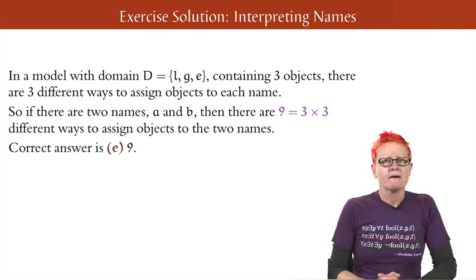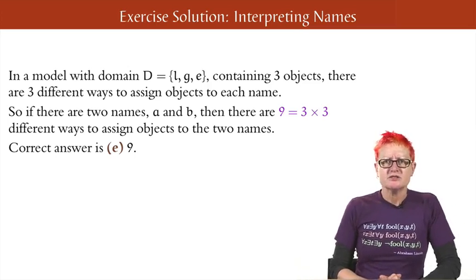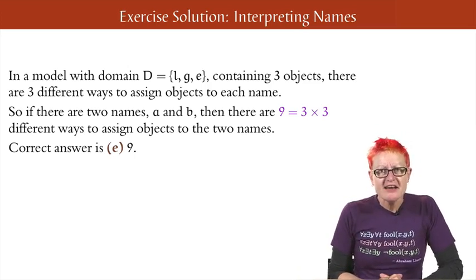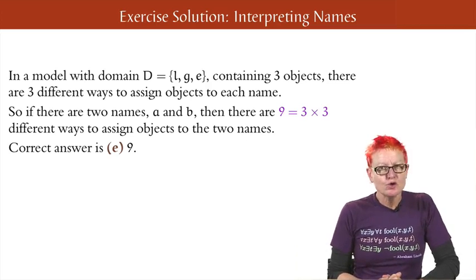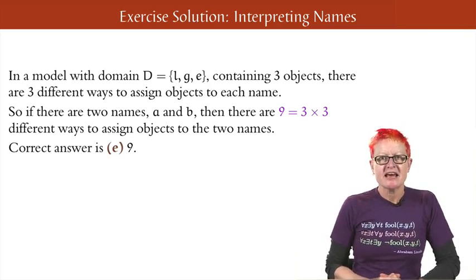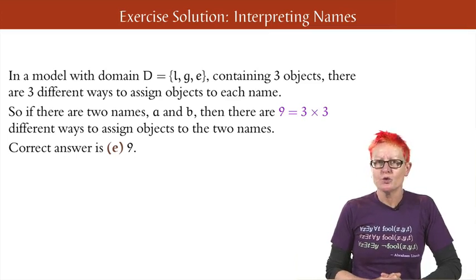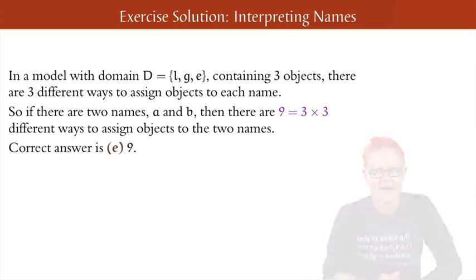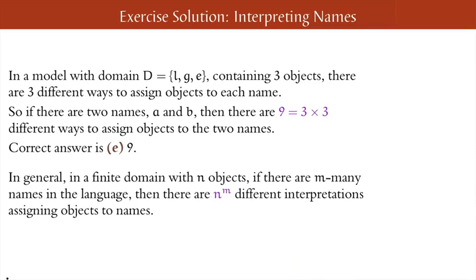How did you go? The correct answer is 9, which is choice E. With 3 objects in the domain and 2 names, the total number of ways to interpret those names is 3 to the power 2, or 3 times 3, which is 9. In general, in a finite domain with n objects, if there are m many names in the language, then there are n to the power m different interpretations assigning objects to names.